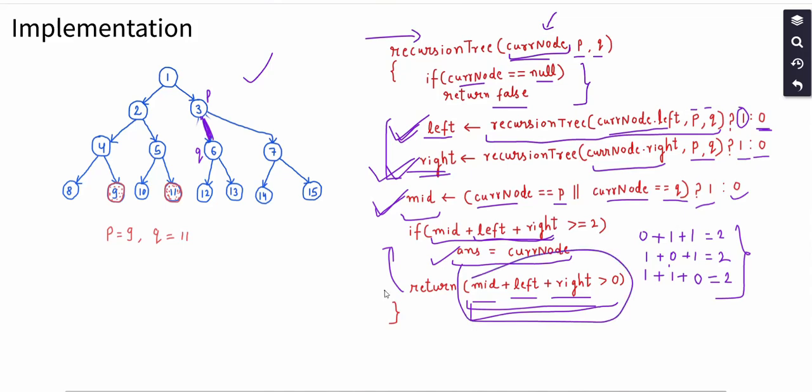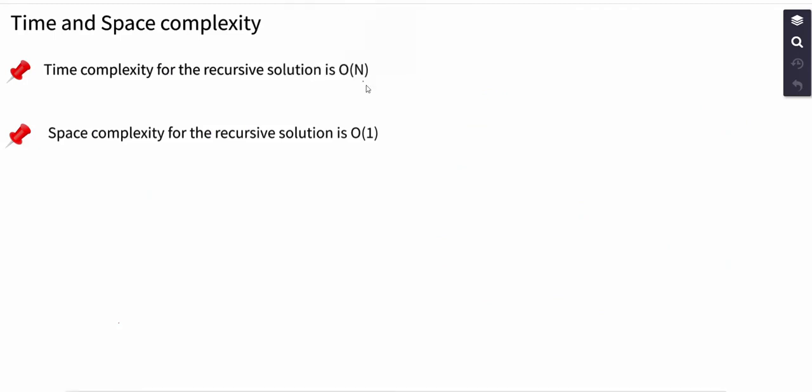Let's analyze the time and space complexity. So you can see that we are just performing a normal DFS, and the time complexity for the depth first search is big O of n, where n represents the number of nodes in the given tree, while the space complexity for the given recursive solution is constant because we are not using any auxiliary space. Although the stack space is consumed, the stack space is linear, but the auxiliary space is constant. So let's move on to the code implementation part.